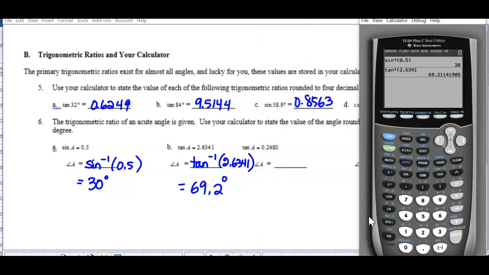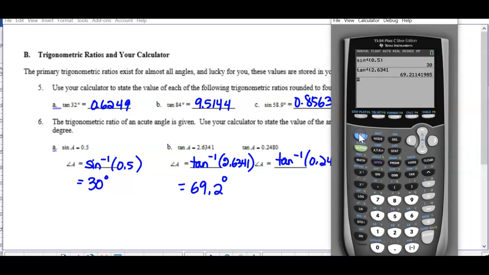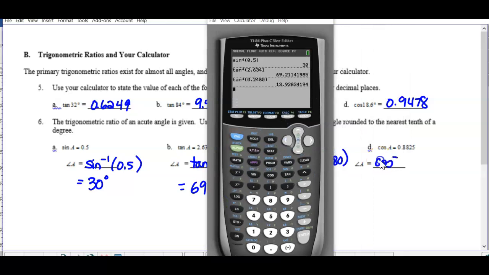Then next one is tan inverse of 0.2480. Okay, so second key, tan key, 0.248. You can put the 0 in, but you don't need to. And that's going to be 13.9 degrees. And last one will be cos inverse of 0.8825. So second cos, 0.8825, close the brackets, and that's 28.1 degrees.